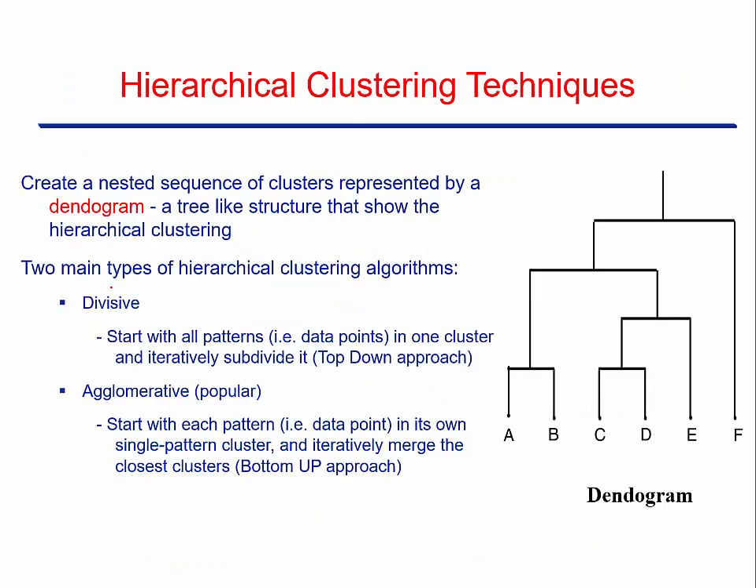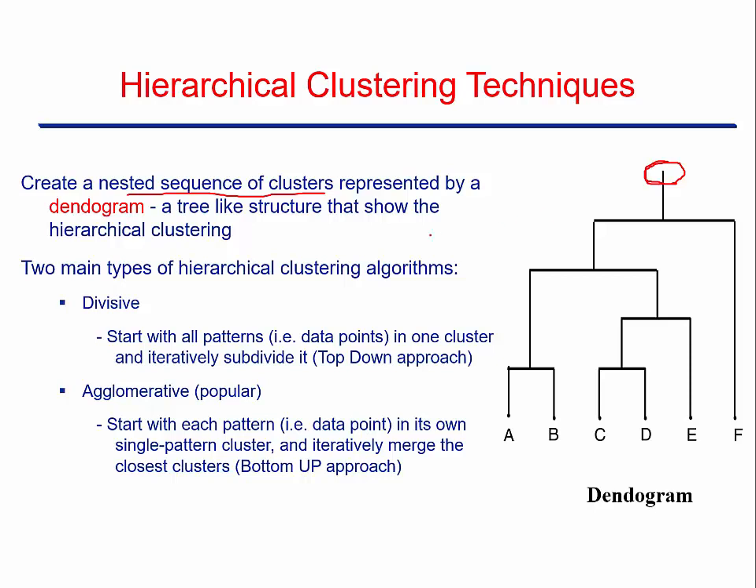Now the second type of clustering algorithm is hierarchical clustering. In hierarchical clustering, we will create a nested sequence of clusters represented by a diagram called a dendrogram. This is a tree-like structure that shows how different objects are grouped together into small clusters, and the smaller clusters are grouped further into larger clusters. And finally, we form a tree structure where the root node of the tree contains all the data objects.